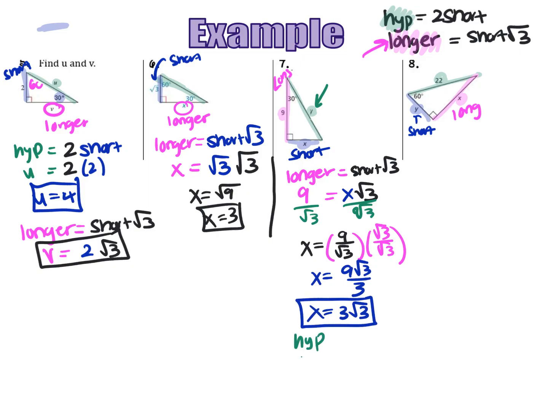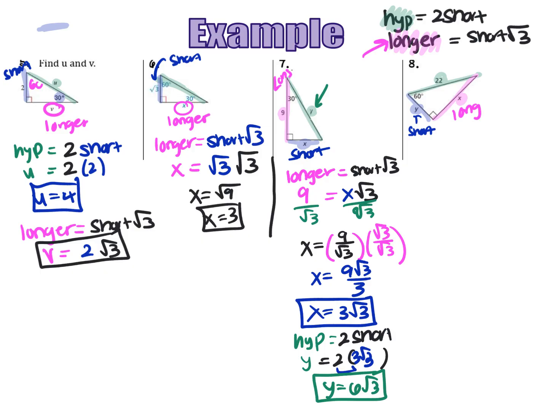Now I need to find y, which is the hypotenuse. So the hypotenuse, or y, is equal to, according to our formula, 2 times the shorter length, which is going to be 2 times 3 root 3. When we multiply, we just multiply these scalars in front, so we're going to get that y is equal to 6 times the square root of 3.